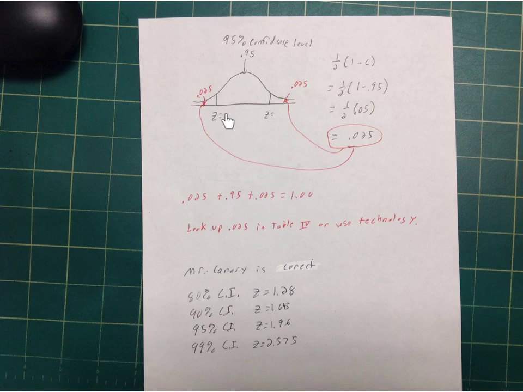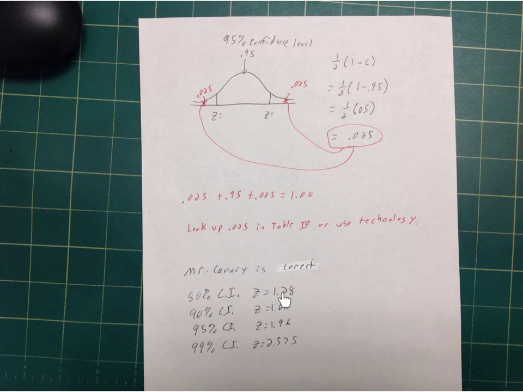So you're asking, how do I find this z-score? You can look it up in table 4. If you go find 0.025, you'll find negative 1.96, and it's symmetric, so this would be positive 1.96. Or you could use technology: StatCrunch, the normal calculator, or a TI-84.